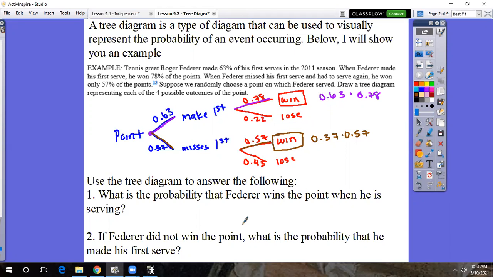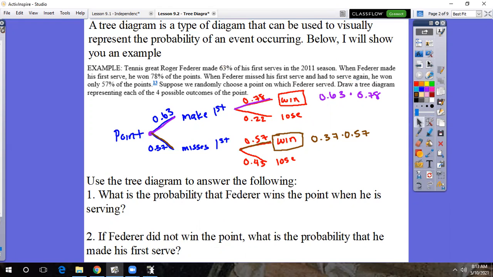Then I want you to try to answer these two questions down here. What's the probability that he wins the point when he's serving, just in general, whether it's first or second? And then this one I want you to think about: if he does not win the point, what's the probability he made his first serve? You might have to think about that one a little bit more. But that is an example of a tree diagram.